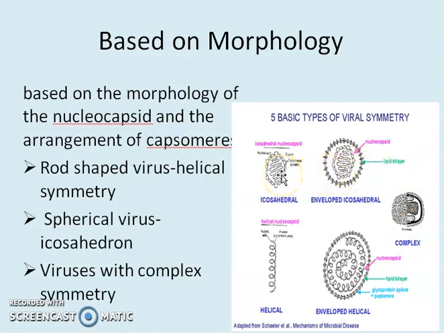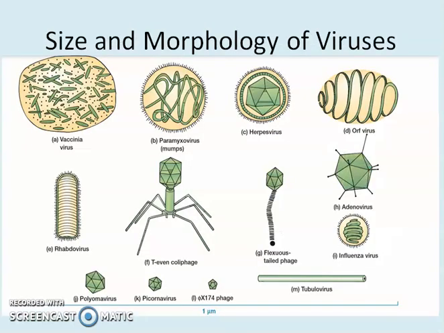So here are the types of viral symmetry. This is an icosahedral symmetry, a non-enveloped icosahedral; you cannot see the envelope covering. Here this is an enveloped icosahedral, here a helical non-enveloped form, here an enveloped helical virus, and this is a virus with a complex symmetry. Due to the symmetrical arrangement, viruses have different morphology, and different sizes. You can see a comparison of the size and morphology of viruses.